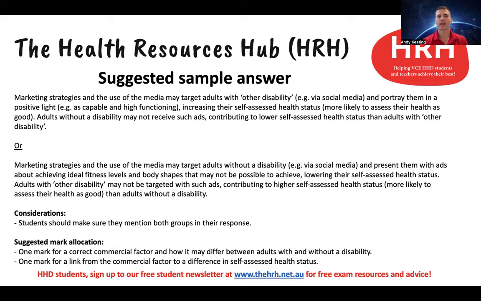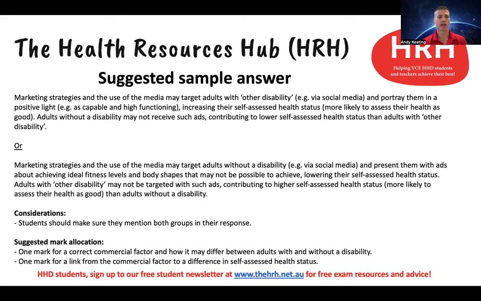You can see here a couple of suggested sample answers which focus on marketing strategies. It says their marketing strategies and use of the media may target adults with other disability, and that could be via something like social media, and portray them in a positive light, so capable and high functioning, increasing their self-assessed health status, so they're more likely to assess their health as good. Whereas adults without a disability might not receive such ads, contributing to a lower self-assessed health status than adults with other disabilities, so that lower rating for good.